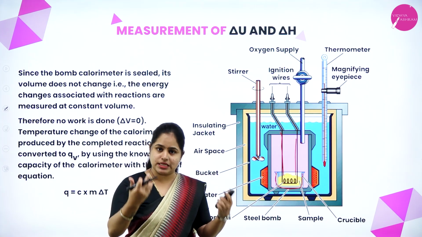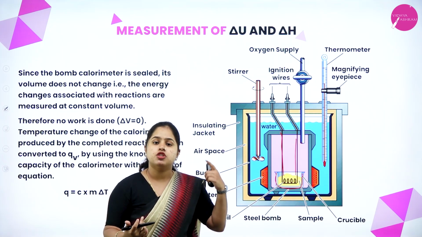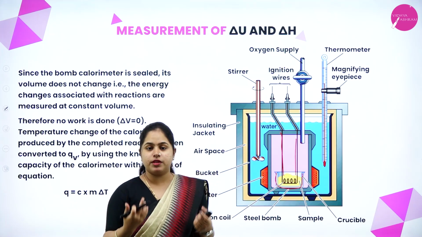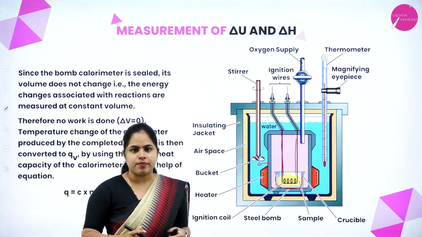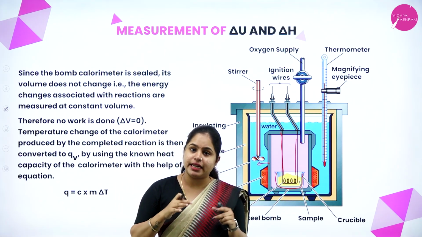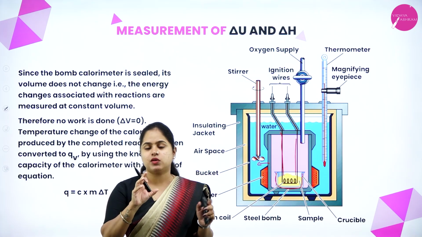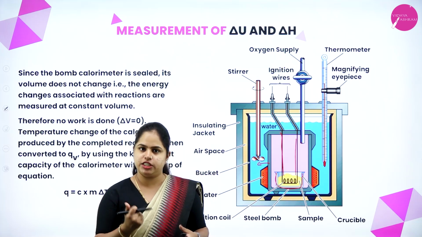And what happens? It is an exothermic process, so the heat is evolved. Right, heat is released. So where is this heat getting transferred to? The heat which is released from this reaction is getting transferred into the water. So by measuring the temperature initially and after the reaction, we can calculate the temperature difference, right? So from that, we can calculate the heat change, right?